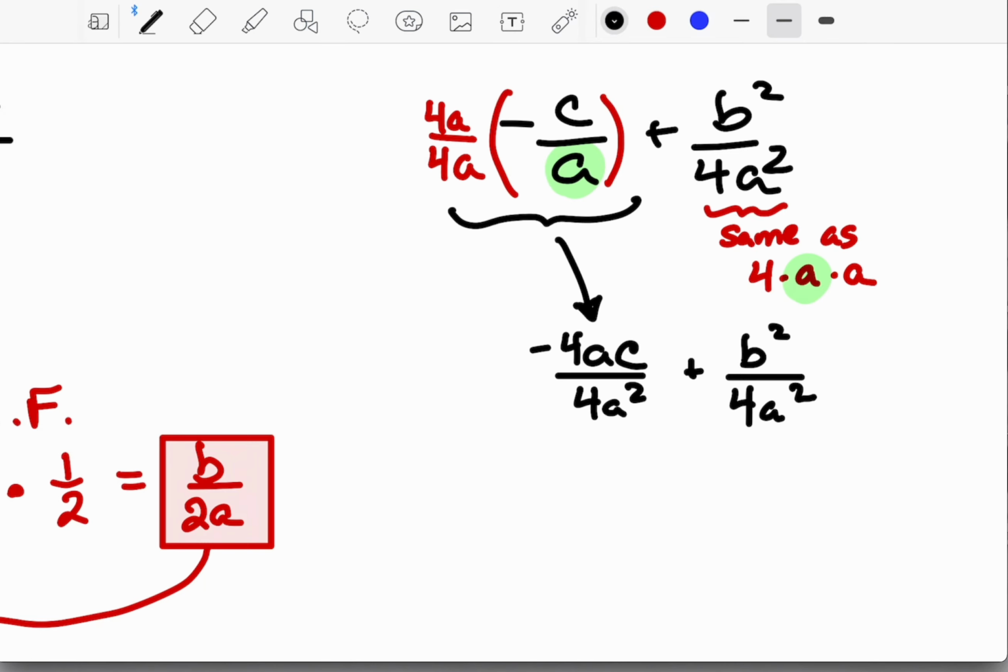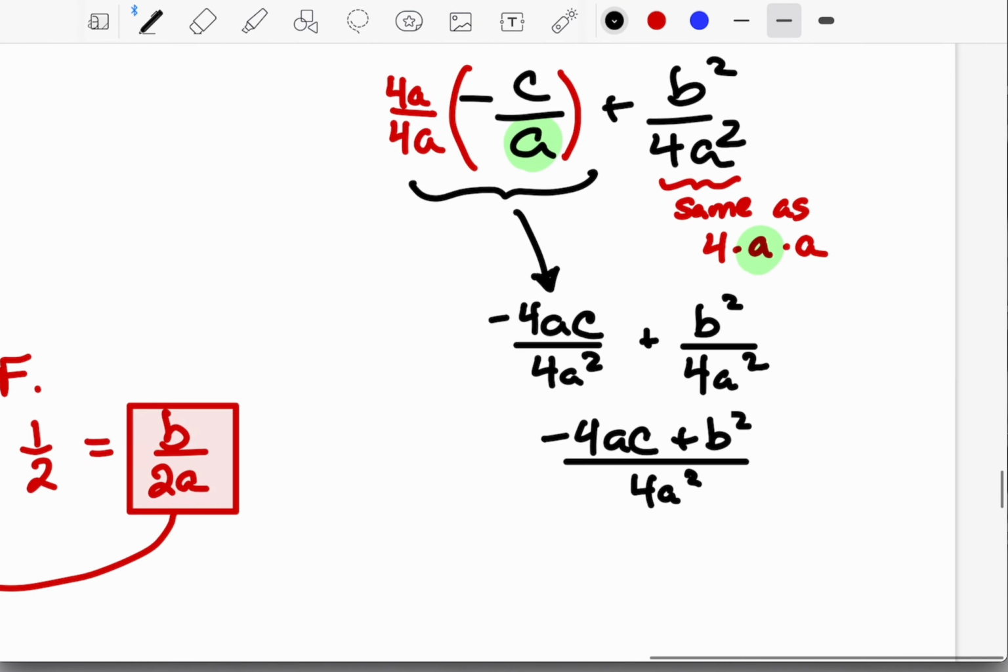Now I can put these two fractions together. I could write it as negative 4ac plus b squared. But if ultimately what I'm trying to get is that lovely looking formula you see lower in the page, you'll see that part of that formula is b squared minus 4ac. So I'm going to write it like that. Right? So we could write it as negative 4ac plus b squared over 4a squared.